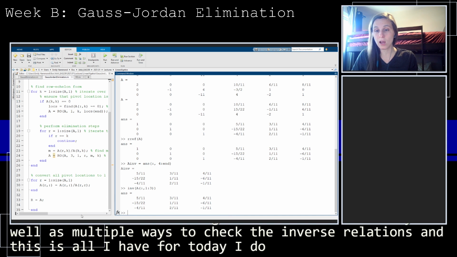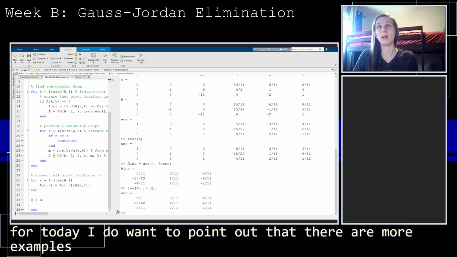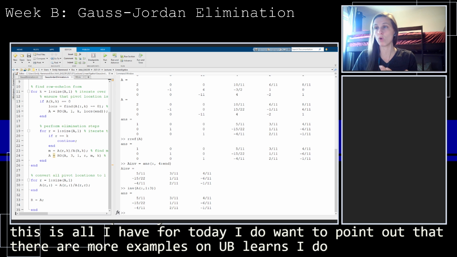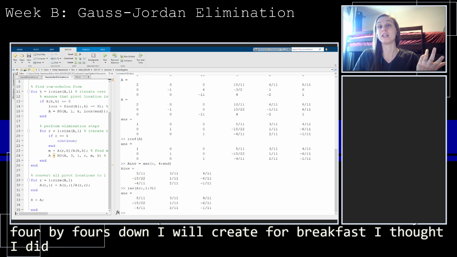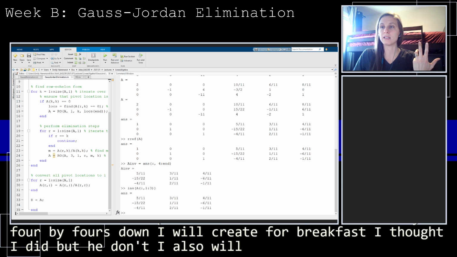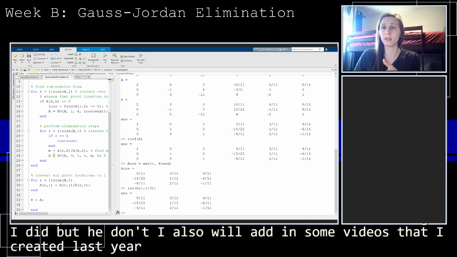I do want to point out that there are more examples on UB Learns. I don't have any 4x4s down. I will create 4x4s. I thought I did, but I don't. I also will add in some videos that I created last year that go through solving systems.